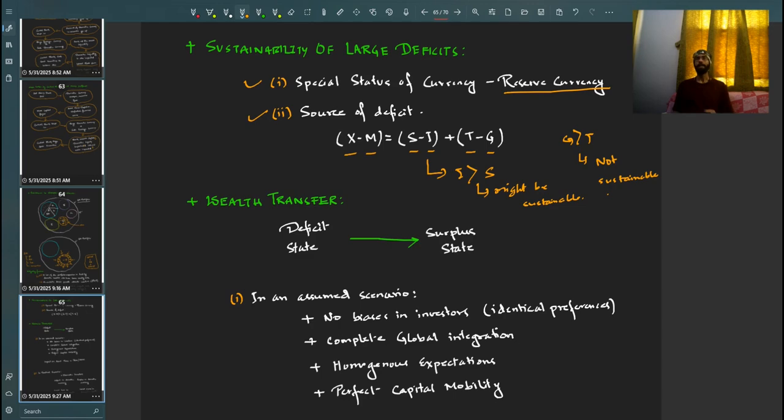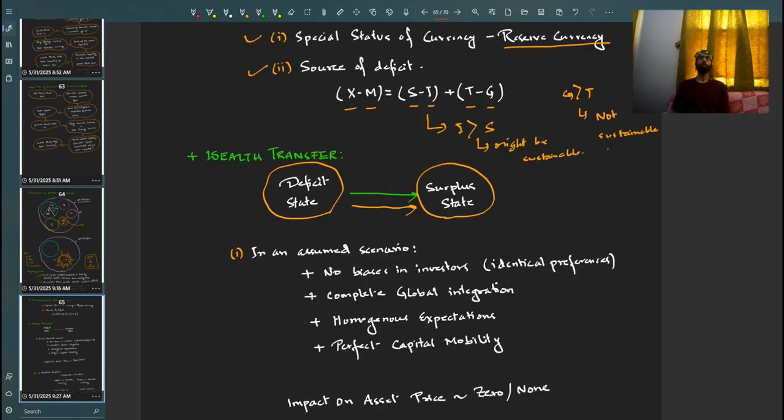Earlier we saw that small deficits for a long time or large deficits for a short time is okay. But both together, that is a large deficit for a long time, is not okay. Now we discussed under what criteria a large deficit can be made sustainable, right? Now, when there is a surplus in one country and a deficit in another country, there is a wealth transfer. And the wealth transfer generally happens from the deficit country to the surplus country, right?